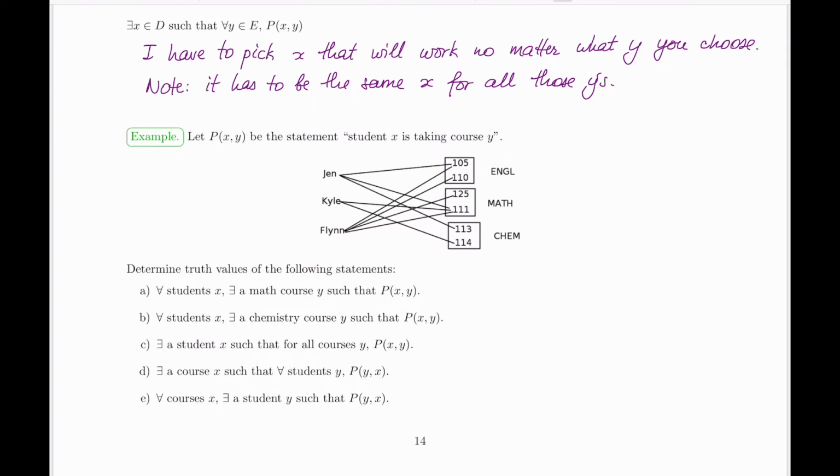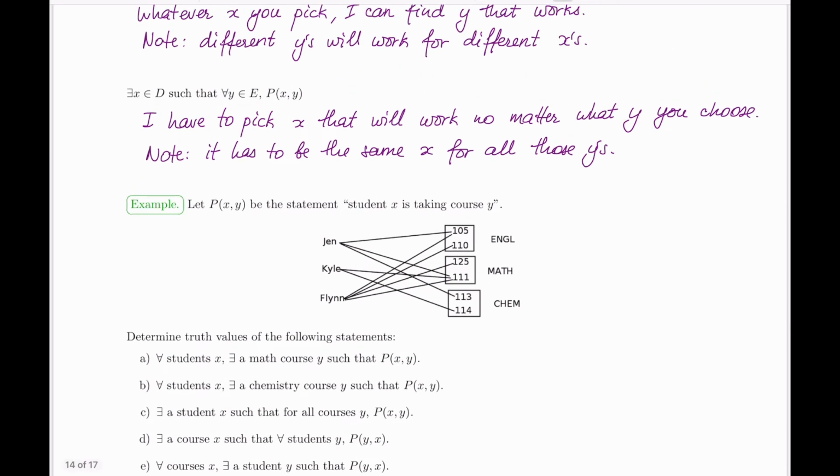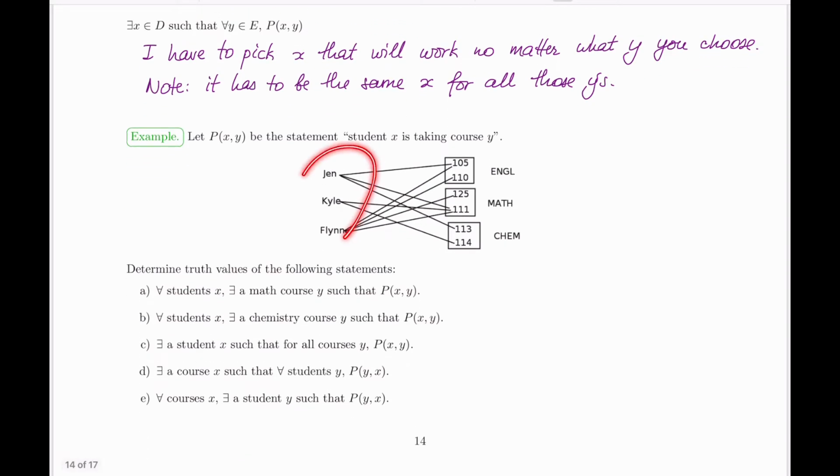And again, notice here that while all 3 of them are actually taking Math 111, that doesn't really matter. So even if that wasn't here for Flynn and he was taking Math 125, this statement would still be true. You get to pick a student, and then I get to fix the math course. It does not have to be the same math course that satisfies this requirement for every single student. They could be different math courses, okay? So this is going back to this note here: different y's might work for different x's. But because for each single student there is a math course they are taking, this statement is true.